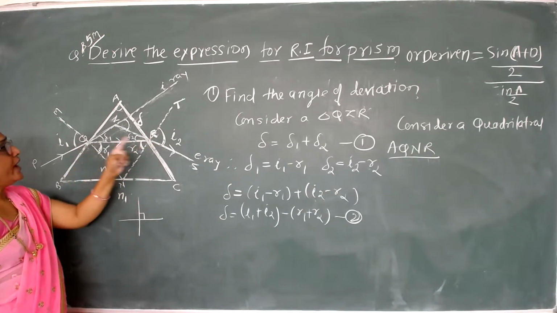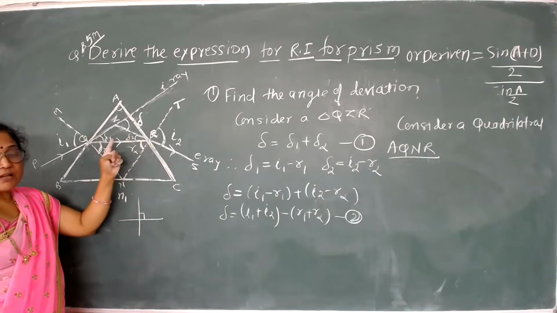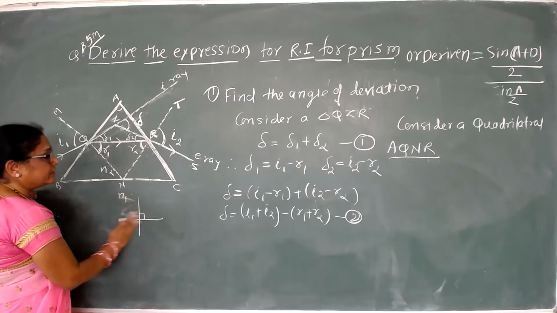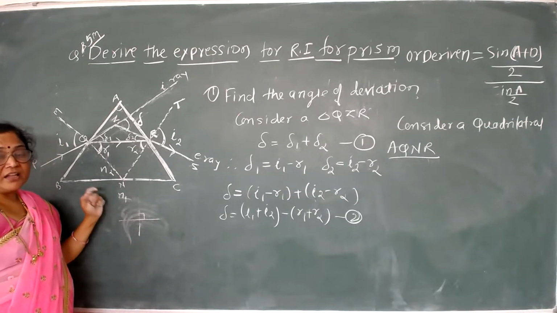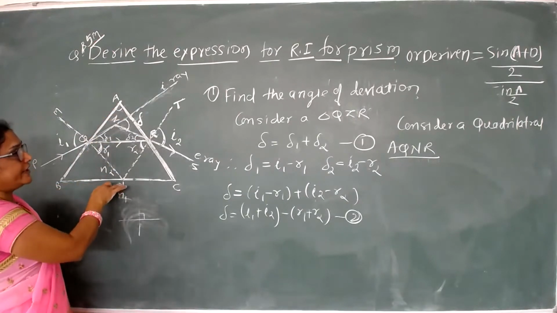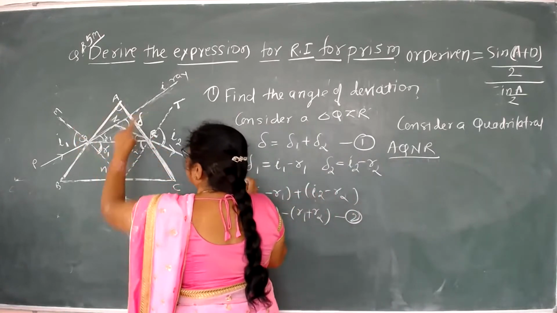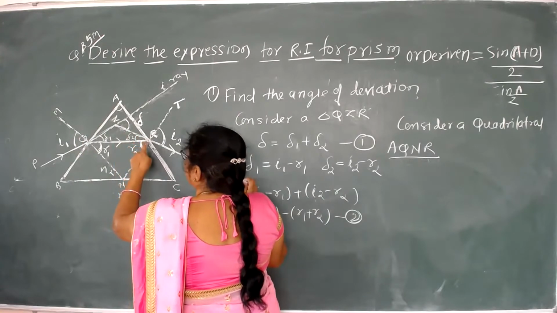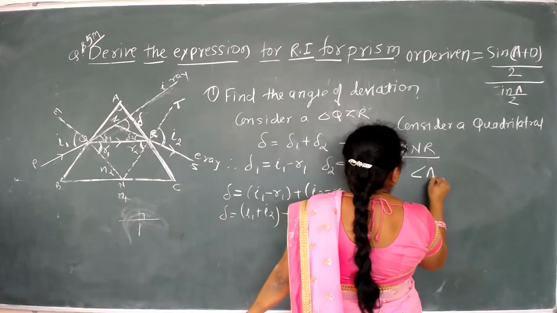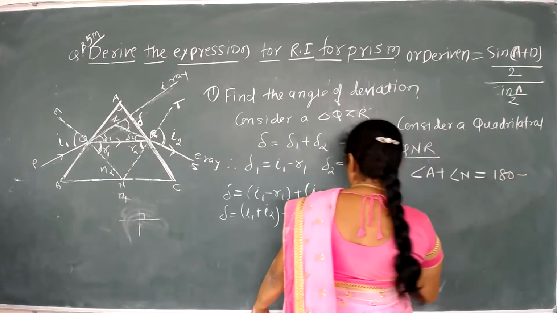Means angle Q and angle R are known, and those angles are 90 and 90. The sum of the two angles is equal to 180 degrees. We know that the sum of the 4 angles in a quadrilateral is equal to 360 degrees. So 2 angles are known, then the remaining angles sum to 180. Therefore, angle A plus angle N is equal to 180 degrees. Suppose this is equation number 3.